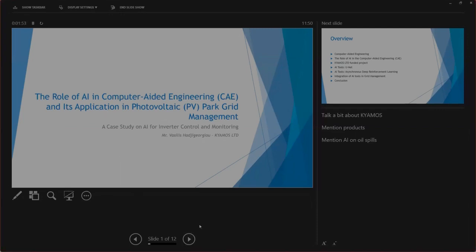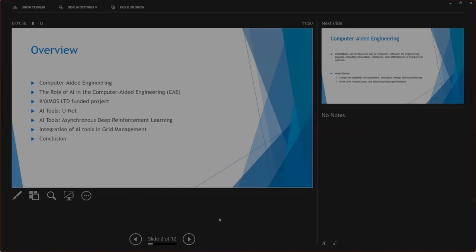So, moving on to the next slide, an overview of what I will be presenting here now. First, we're going to see a bit about the computer-aided engineering industry, what it is exactly, because some people may not be familiar with the term. We'll move on to see the role of AI in this specific industry and perhaps talk a bit on how we have used it in the past and how we will be using it now. And then we'll dive into the funded project that I want to talk about, which I find the most fascinating of our work, let's say, and how AI is used in that. We'll have a brief look at the AI tools that we are using, and then how these tools are integrated in grid management. I guess that's a spoiler for later on. We will be using in this project AI for power grid management for electricity.